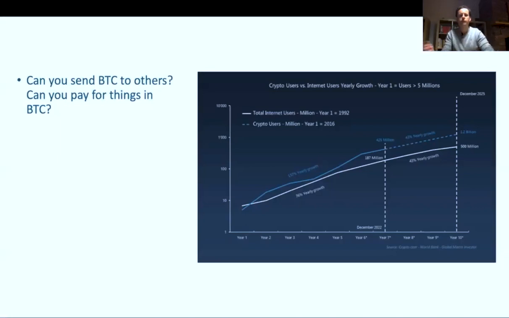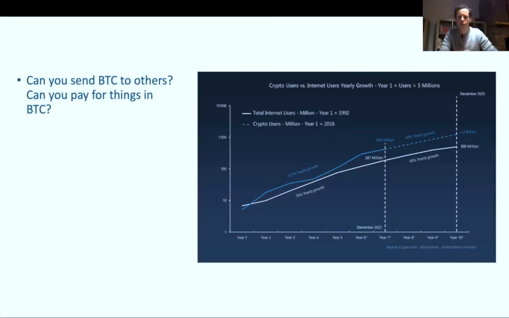So two questions for you. Can you send Bitcoin to other people? And can you pay for things in BTC? These are the two questions that you often ask yourself at the beginning. So the answer to both is yes. Can you send BTC to others? Yes. In fact, you can send BTC to anyone in the world. You can also pay for some things in Bitcoin, particularly online. And I've personally done that.